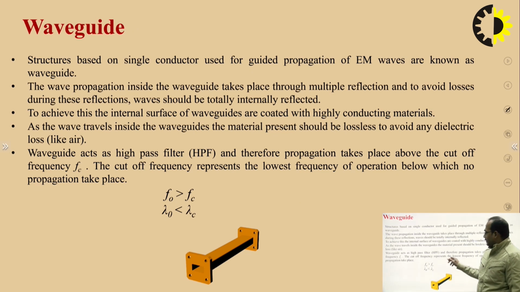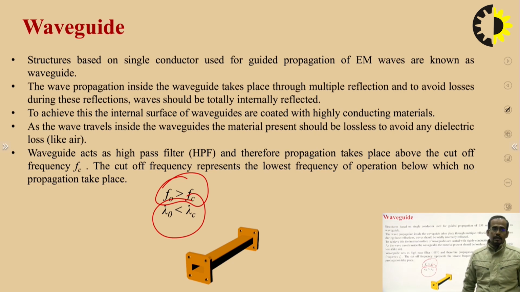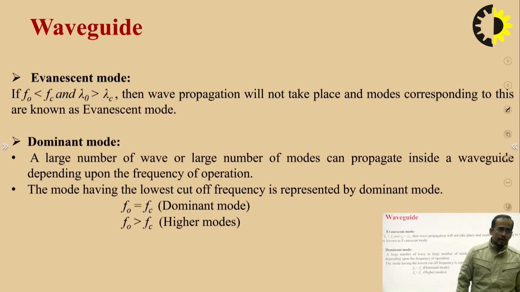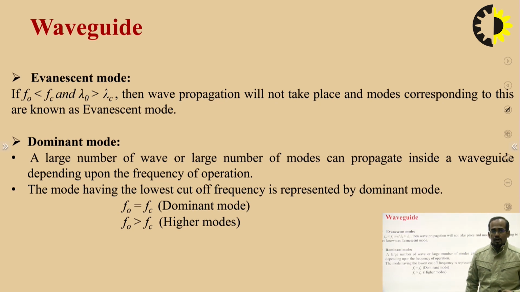The cutoff frequency represents the lowest frequency of operation below which propagation does not take place. So if F naught is greater than Fc and lambda naught is less than lambda c, in case of a waveguide, wave propagates. So what is the evanescent mode and dominant mode? If F naught is less than Fc and lambda naught is greater than lambda c, then wave propagation will not take place, and modes corresponding to this are known as evanescent modes.